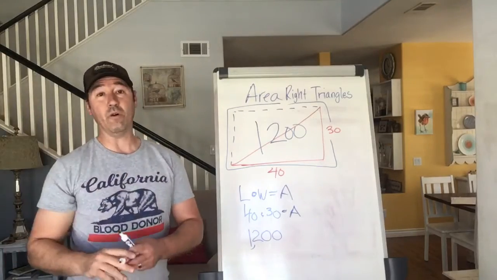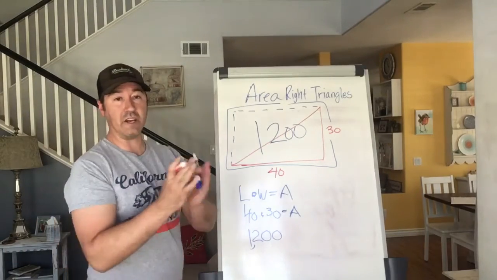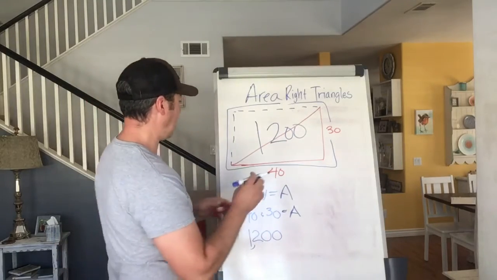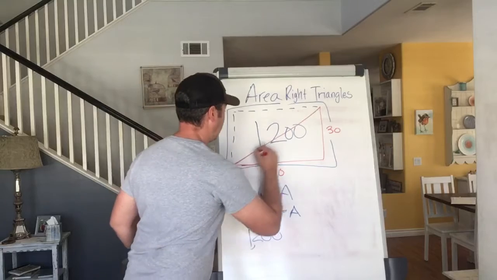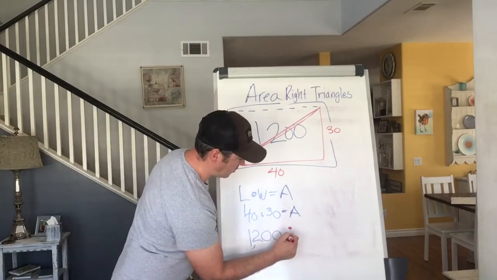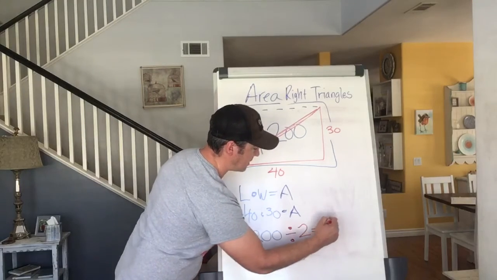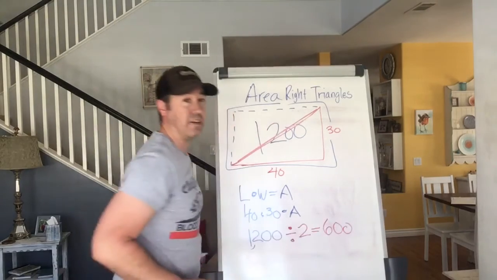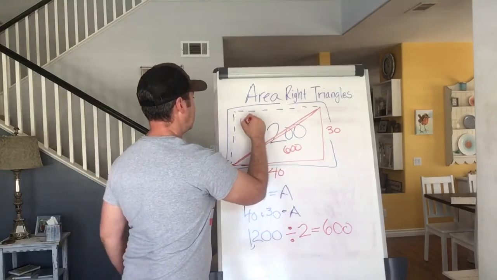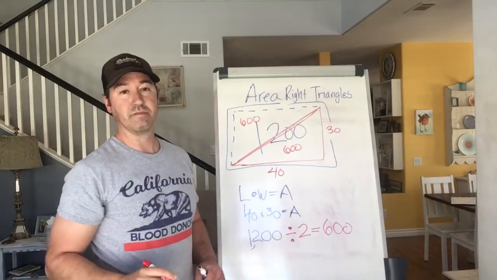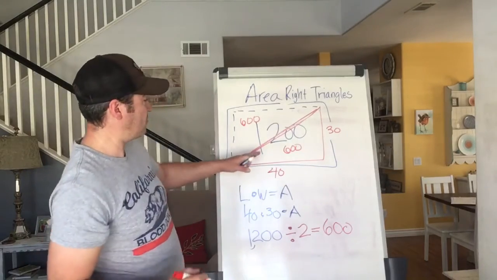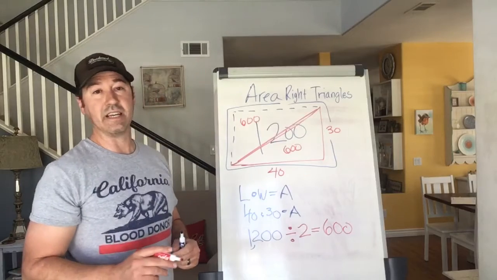But we only want to use half of that. When you take a whole and you want to get half of it, you divide it by 2. So we're going to cut this rectangle in half, divide by 2. We're going to take our 1,200 and divide by 2, which gives us 600. So that means we'd have 600 on this triangle and 600 on that triangle. So now we figured out how to calculate all those little squares and half squares and quarter squares that are inside that triangle.